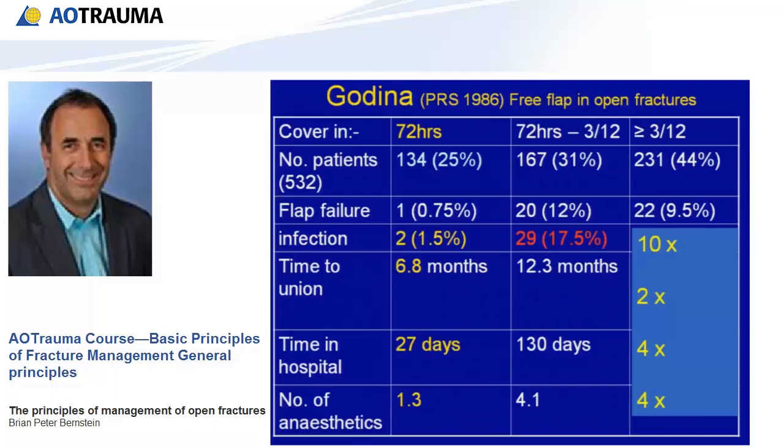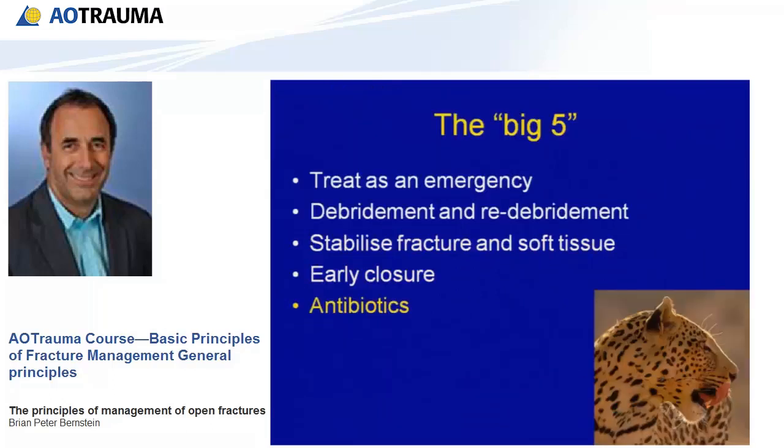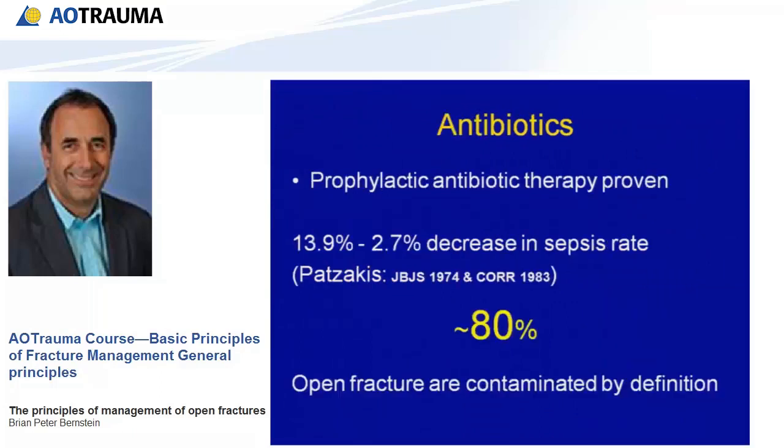And finally, number 5, the use of antibiotics. Well, that's been proven. Prophylactic antibiotics have been proven in a number of papers by Patzakis. There's an 80% decrease in sepsis rate. Remember that open fractures are contaminated, so this is not therapeutic antibiotic treatment, it is prophylactic.